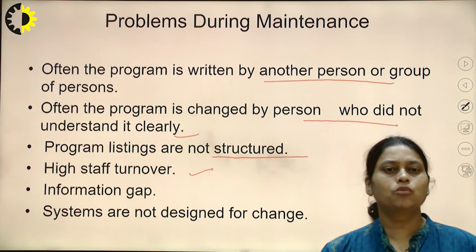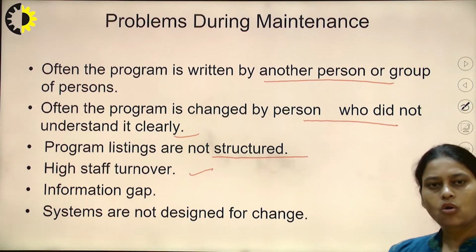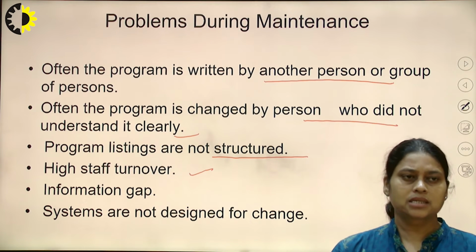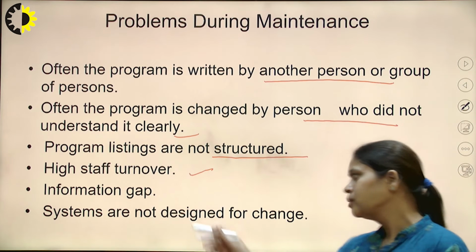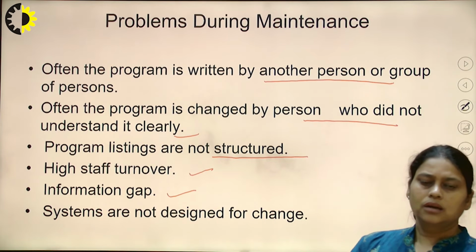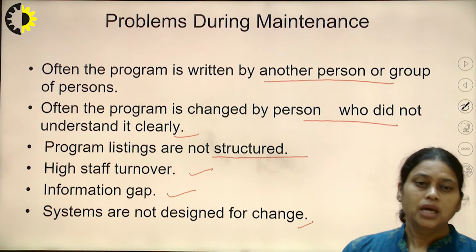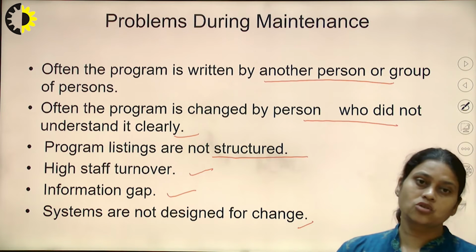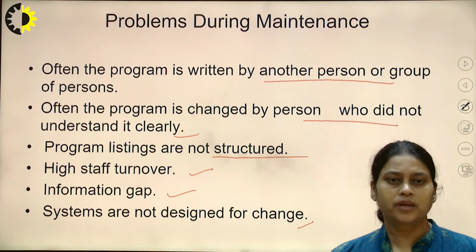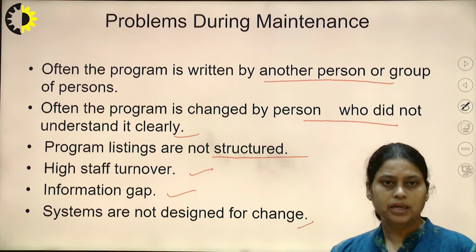Maximum cost is involved in the maintenance phase, and the cost automatically increases due to resources like staff turnover or timing. Information gap is also one factor which we face during maintenance. And the last one is that systems are not designed for change. If we develop the software in a very restricted manner, it is very difficult to change the software in the maintenance phase. So these are the problems we have to face during maintenance.